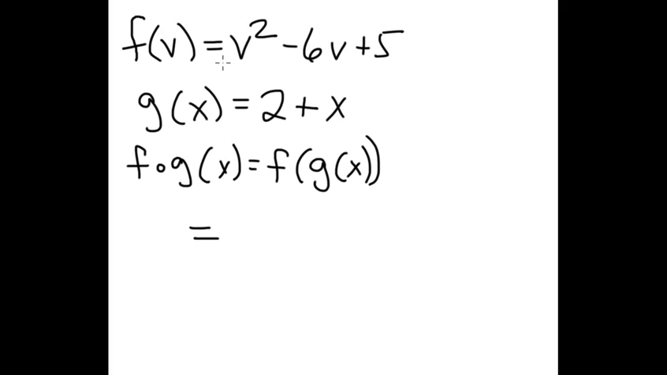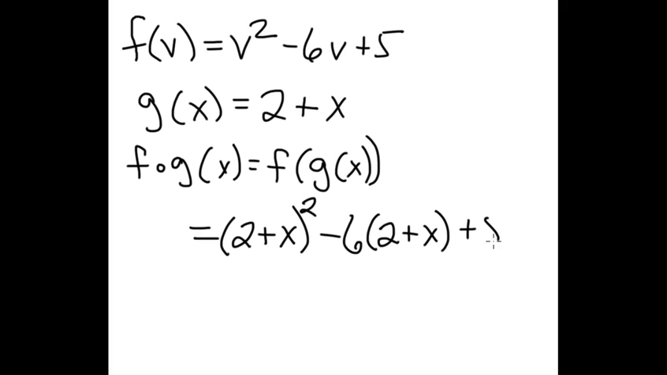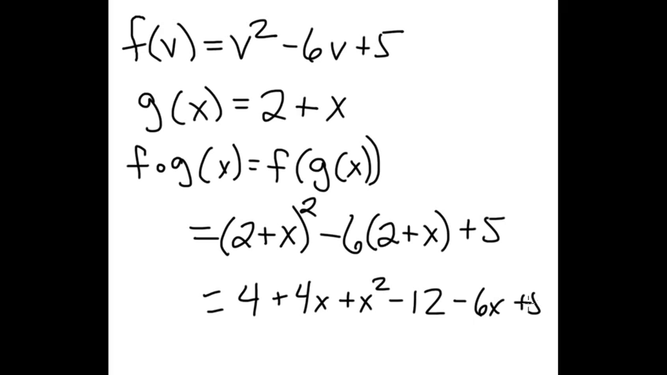So I'm going to take the function v squared and plug into it 2 plus x squared minus 6 times, now we have v again, I'll plug in 2 plus x plus 5. And if you want to, you can simplify that. Get something like 4 plus 4x plus x squared minus 12 minus 6x plus 5.